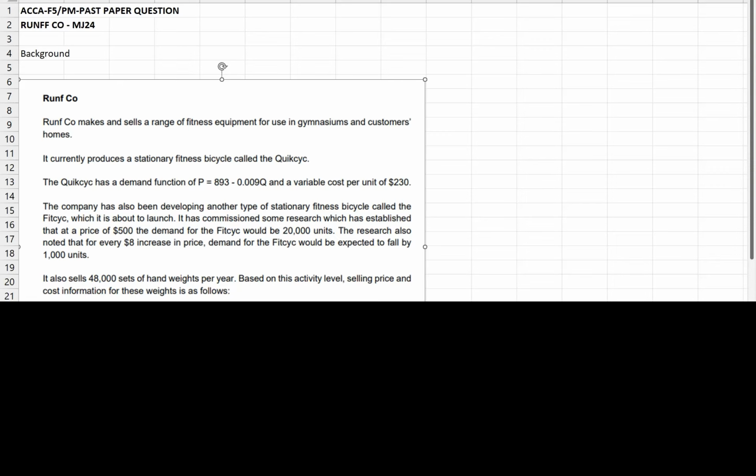In today's video, we will discuss one of the past papers, and this one is recent, for F5 also known as Performance Management. This is the recent past paper, June 2024, and the question name is Runff. Okay. We will first read the background, then we will solve all the 5 questions in today's video.